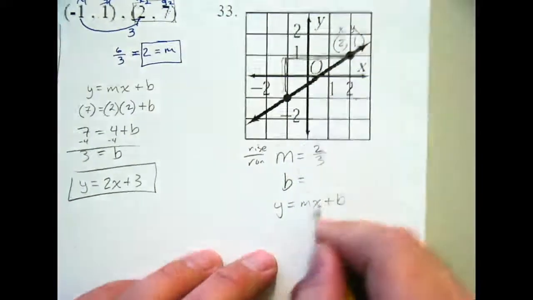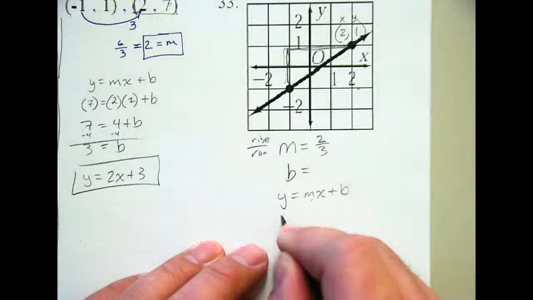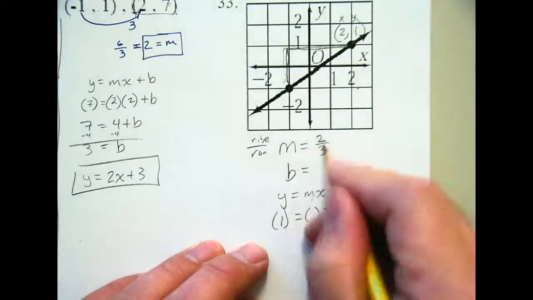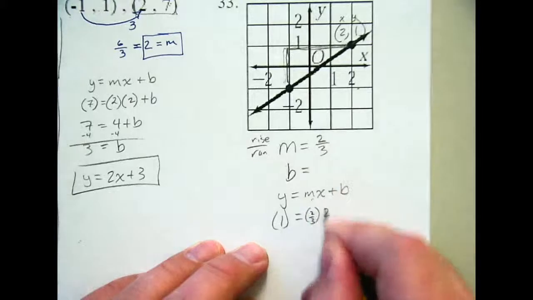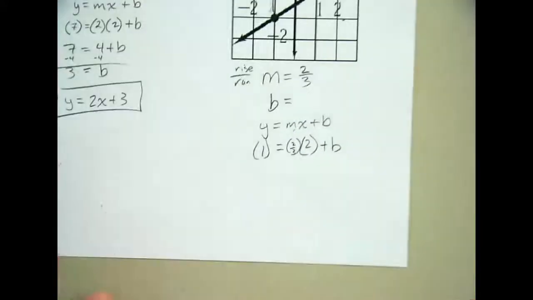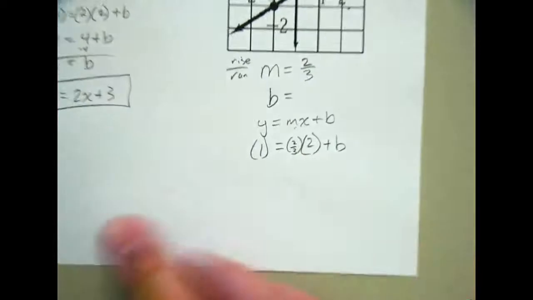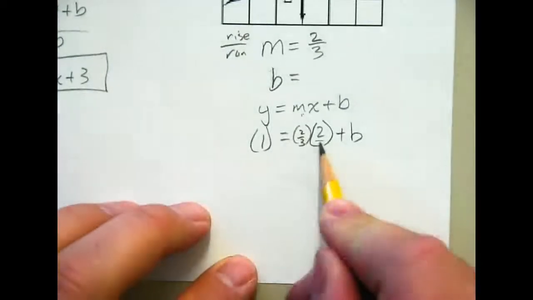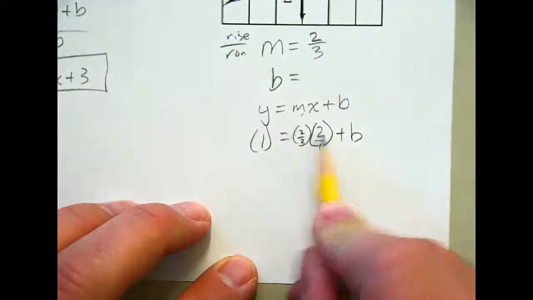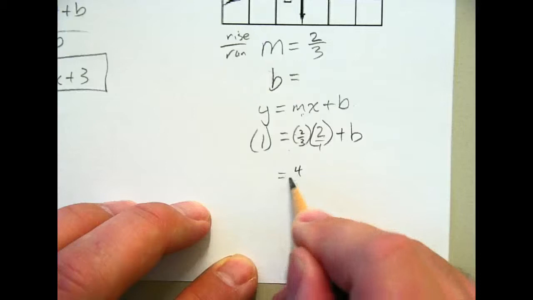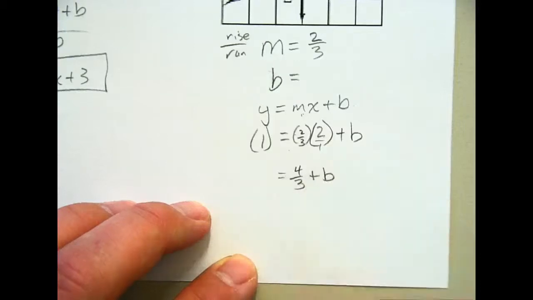So what I'm going to do is put that in for x and y. So y is 1, x is 2, and my slope is 2/3. So I have 2 times 2/3 plus b. Well, 2/3 times 2, we've talked about doing fractions a lot this year. Remember, it's like having 2 over 1. So 2 times 2 is 4. Divided by 3, we just write it as 4/3. So that's 4/3 plus b equals 1.